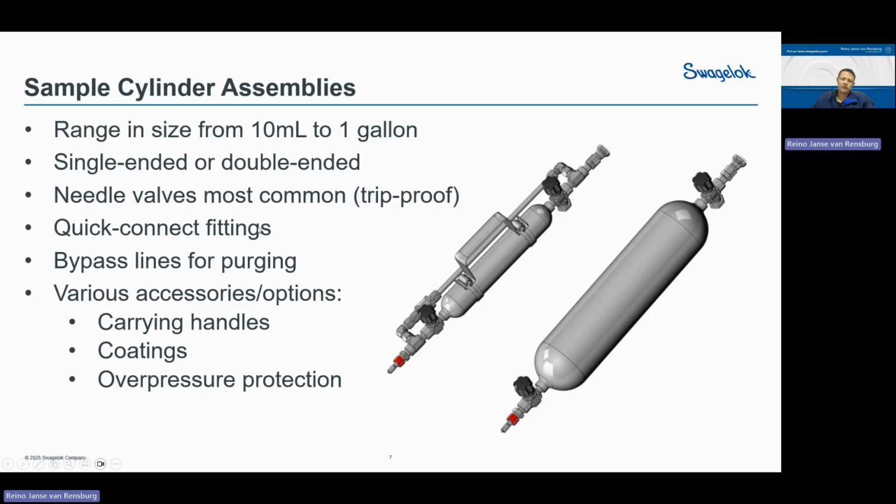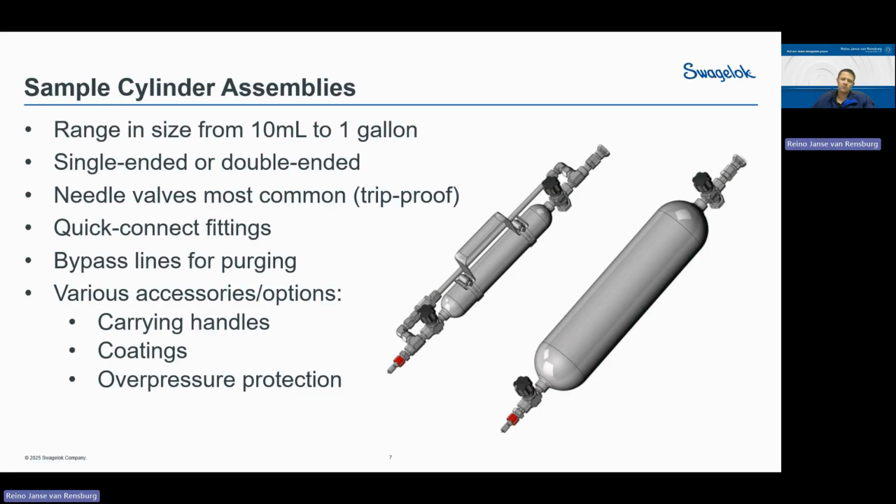Okay, so firstly, we'll look at sample cylinders and the assembly of them. They range basically from 10 milliliters all the way to 1 gallon, which is 3.8 liters. You can get them single-ended or double-ended. Needle valves are the most common valves that we will see on these sample cylinders. The reason for this is they are trip-proof.